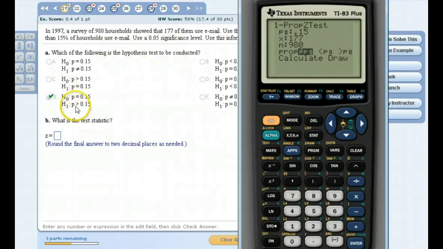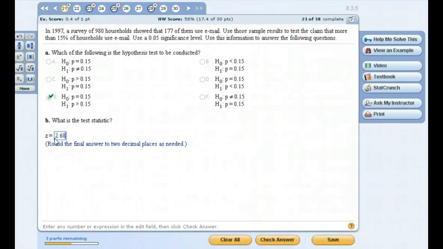Okay, and then down here these are the inequality symbols, so we need to highlight greater than P naught, and then tell it to calculate. The very first thing underneath the summary of your test is your test statistic. So that 2.68, roughly to 2 decimal places, is what we'll put in there as our test statistic over here. Okay, so there's our test statistic.